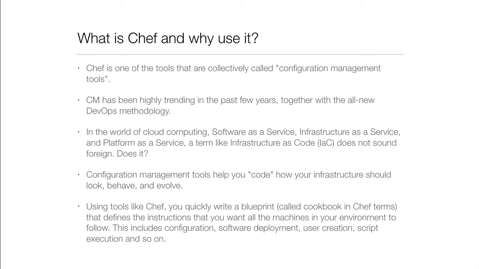Using Chef, you can quickly write a blueprint, and in Chef terminology, this is called a cookbook. And this blueprint or cookbook defines the infrastructure or the instructions that you want all your machines in your environment to follow. This includes configuration, software deployment, user creation, script execution, and so on and so forth.